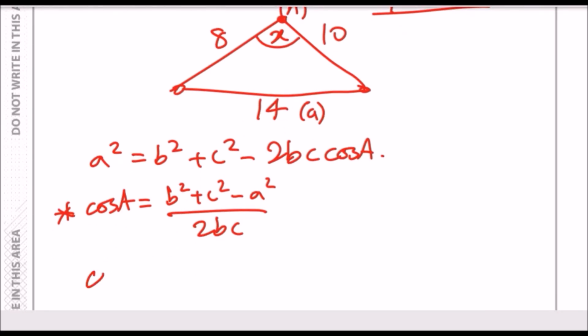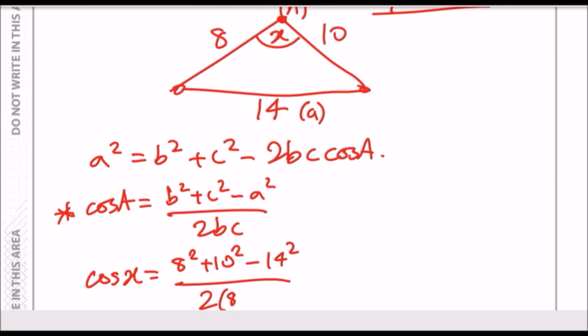So instead of cos A, you're going to have cos x. b squared and c squared is going to be 8 squared plus 10 squared. a squared is 14 squared, over 2 times b times c. And that's it, guys. Now you just cos inverse this. Not much to do there. So let's work this out.